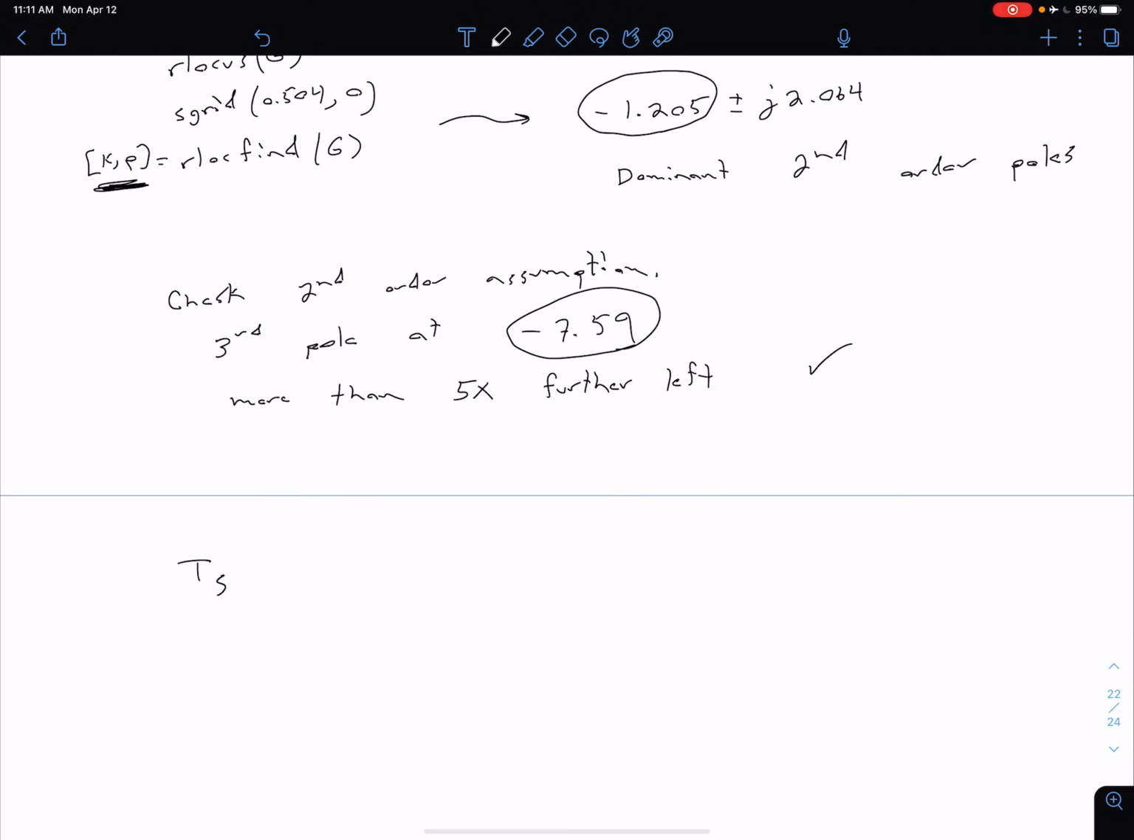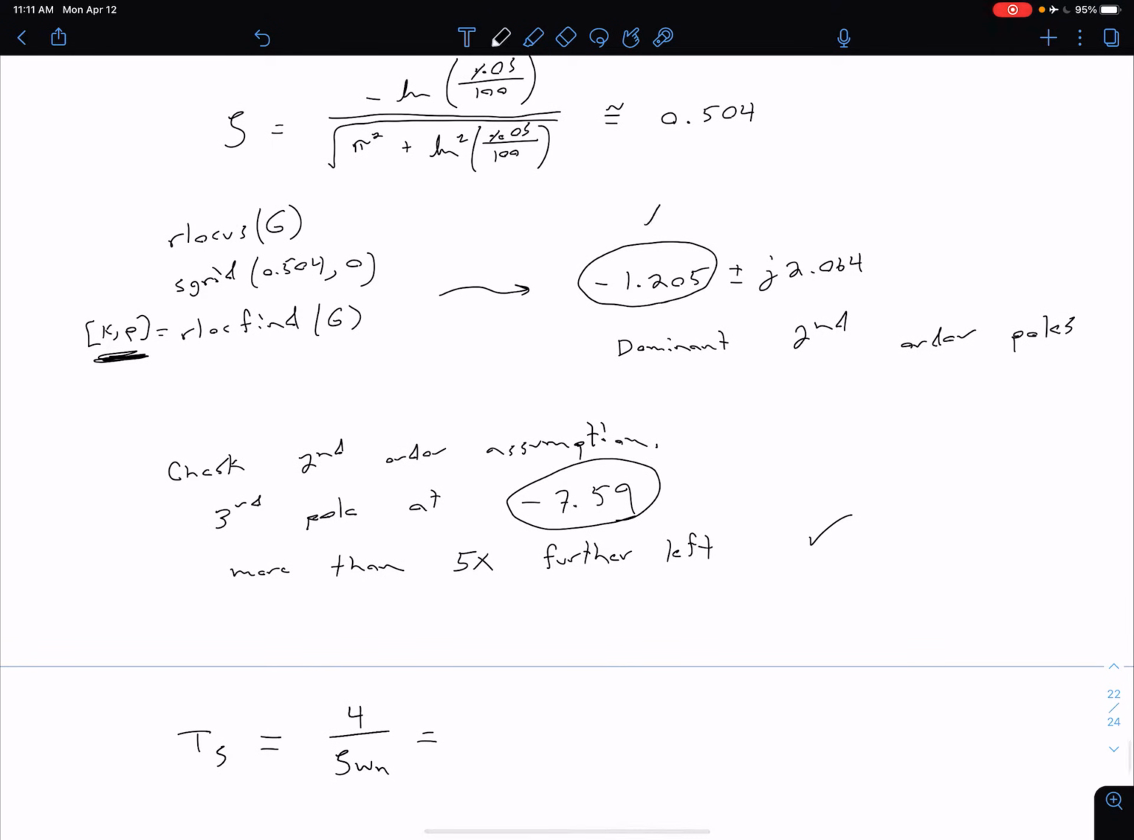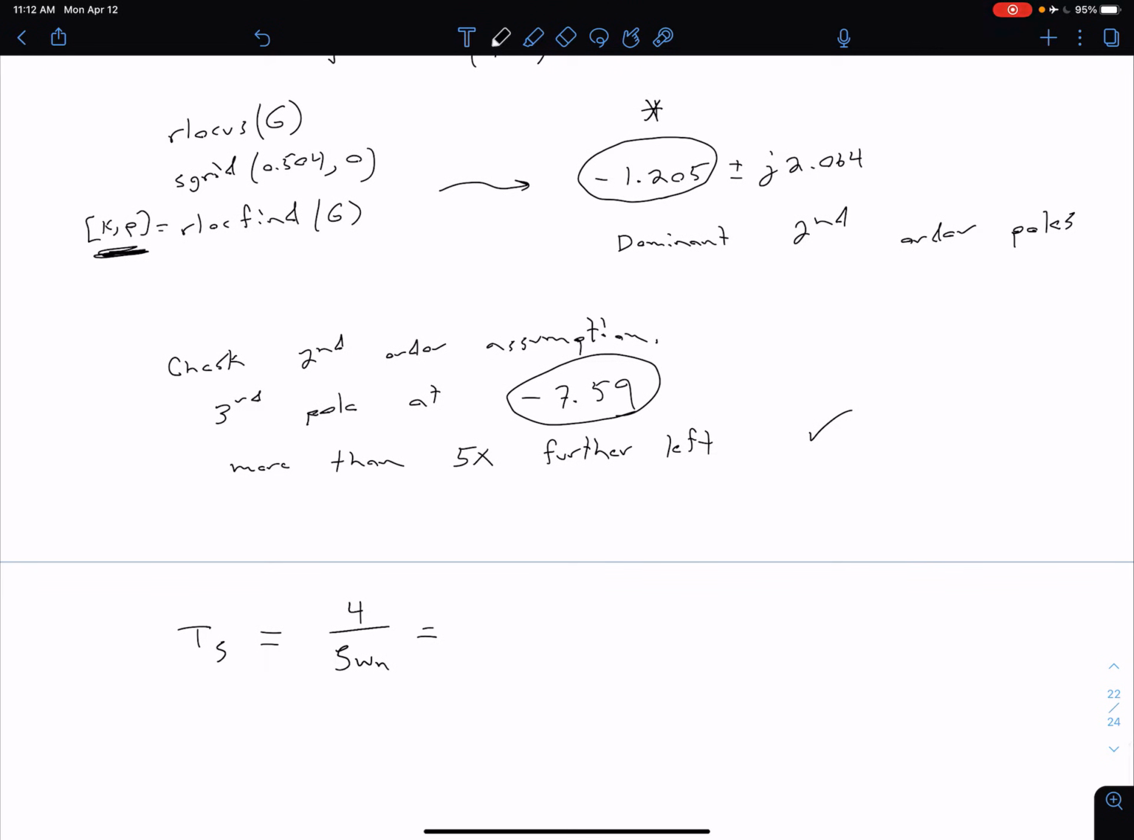So we had our settling time is equal to 4 divided by zeta omega n. And so we know that our zeta omega n is really just the magnitude of the real part of our dominant poles. So that's going to be this value here circled above. So plugging that in, we know that this is 4. And again, it's just the magnitude, so 1.205. So negative settling time doesn't physically make sense. And so we get that that is approximately 3.320 seconds.